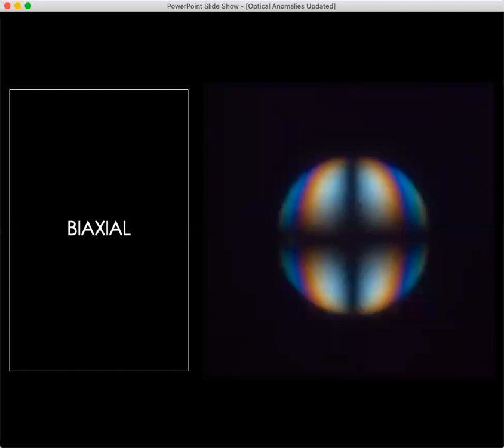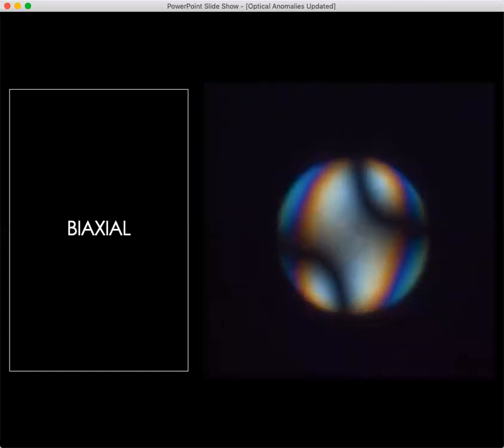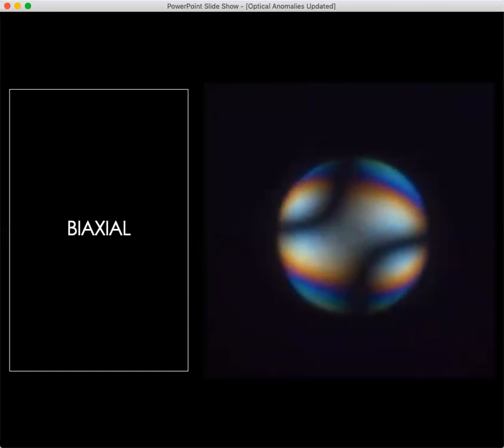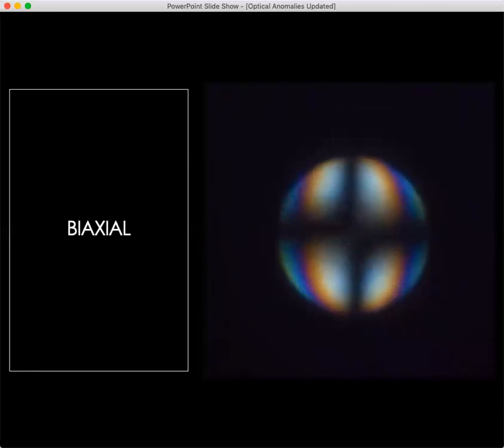In the biaxial system, we see the isogyres split into 2, and with every 90-degree rotation of the stage, they reconnect. The orthorhombic, monoclinic, and triclinic crystal systems have biaxial figures.